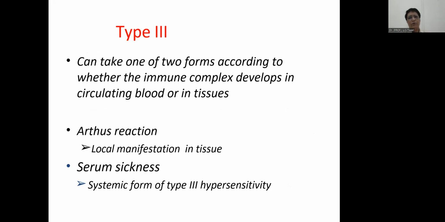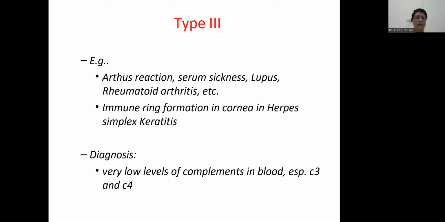Type 3 can take one of two forms according to whether the immune complex develops in the circulating blood or in the tissue. There can be Arthus reaction, which is a local manifestation in the tissue, or there can be a serum sickness, which is the systemic form of type 3 hypersensitivity. So, one of the two forms depending on the underlying mechanism. Some of the examples of type 3 are the Arthus reaction, serum sickness, lupus, rheumatoid arthritis, etc. Immune ring formation of the cornea in the herpes simplex keratitis.